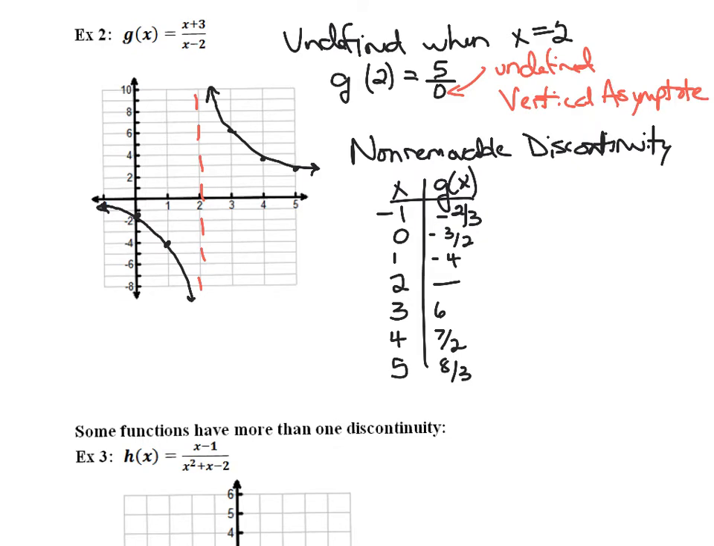Check your table of values and the points that you've plotted. And you can see that at x equals 2, my graph breaks apart at that vertical asymptote. So this is called a non-removable discontinuity. I would, of course, identify where that is happening. So I'm going to say I have a non-removable discontinuity at x equals 2, and this is a vertical asymptote.